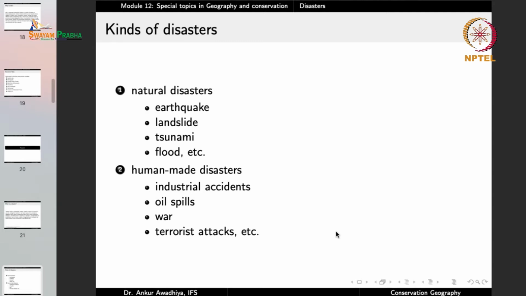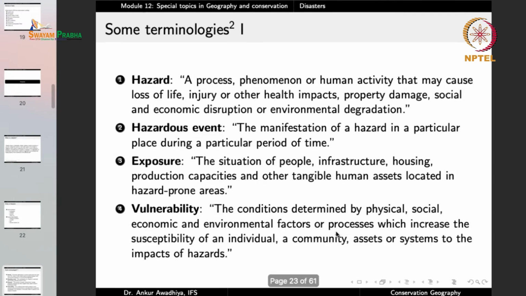Now, disasters are natural or man-made. Natural disasters include things like earthquakes, or landslides, or tsunamis, or floods. And human-made disasters include industrial accidents, oil spills, war, terrorist attacks, and so on. Now, in this context, we can look at certain terminologies. Hazard is a process, phenomenon, or human activity that may cause loss of life, injury, or other health aspects, property damage, social and economic disruption, or environmental degradation.